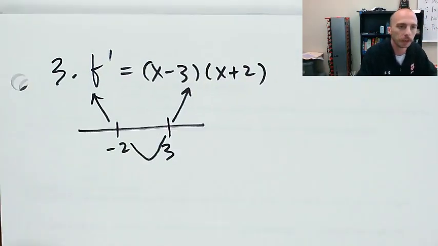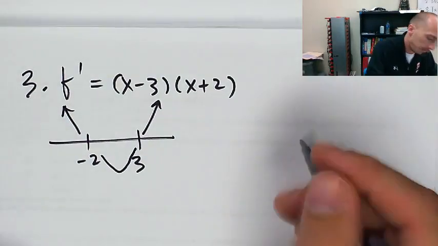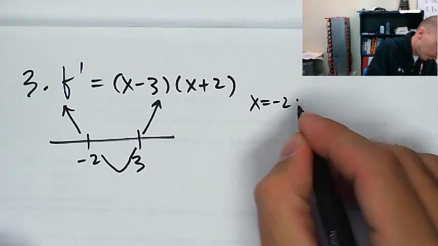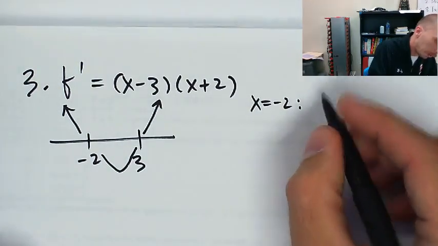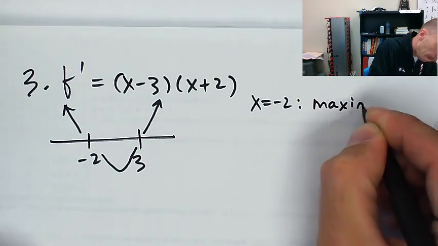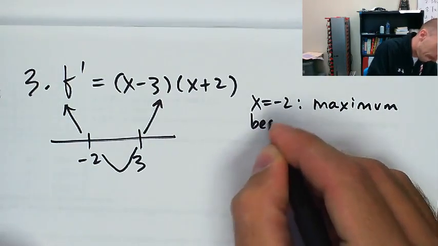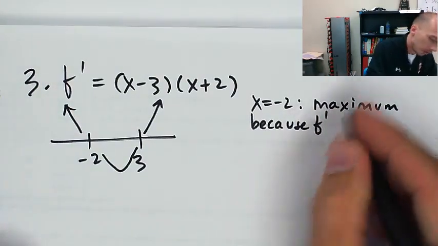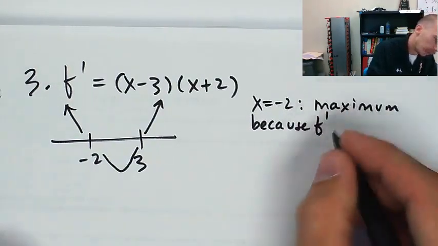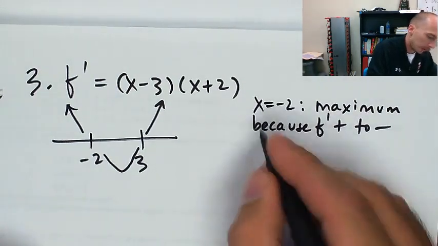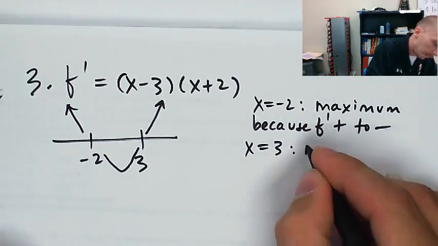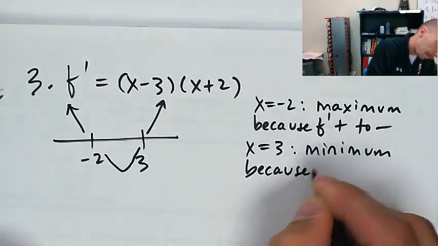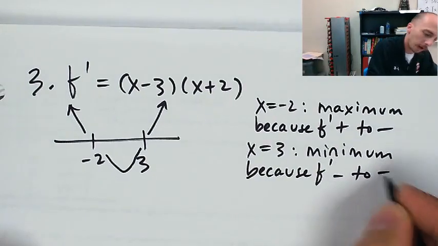And so maybe I can go over here and do it off to the side so I can save some space. X equals negative 2 is the location of a relative maximum because f prime changed from positive to negative. Okay, and then x equals 3 is a minimum because f prime went from negative to positive.